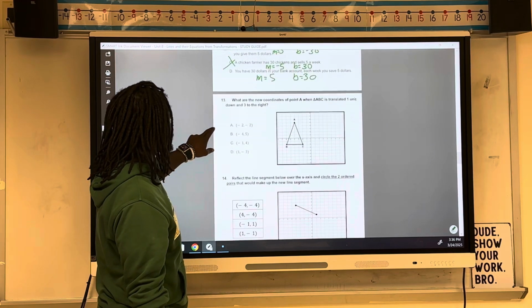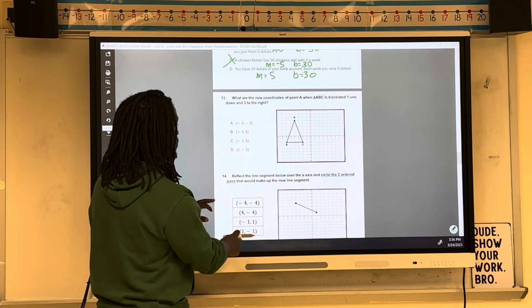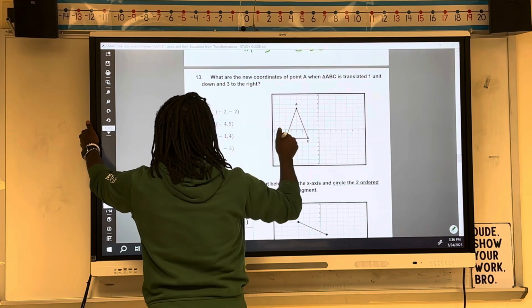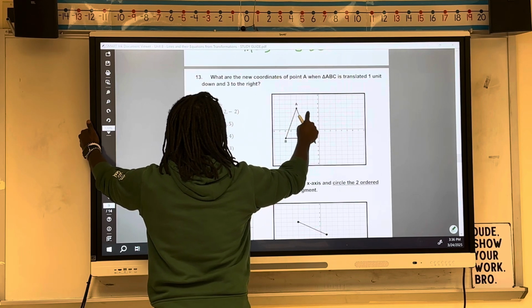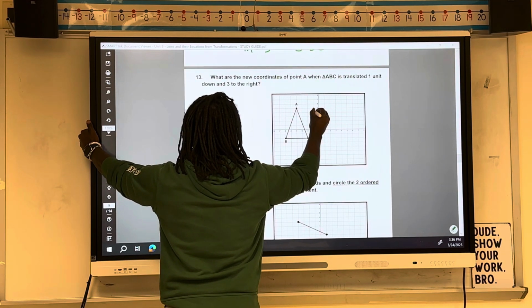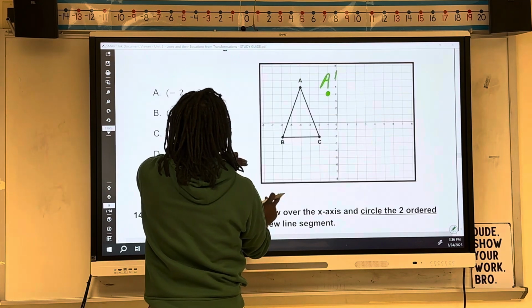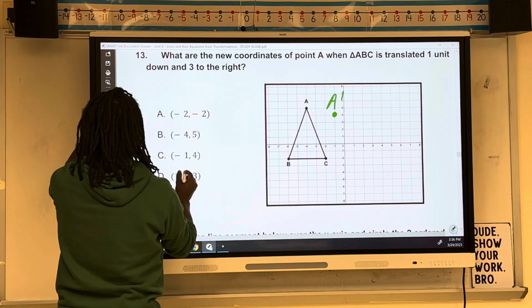What are the new coordinates of point A when it's been translated 1 unit down, 3 units to the right? So I'm starting at A, then I'm going 1 unit down, then 3 to the right. 1, 2, 3. And what are the coordinates for my new point? That's -1 and then up 4.